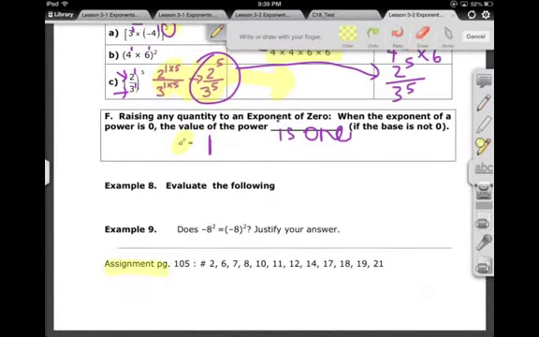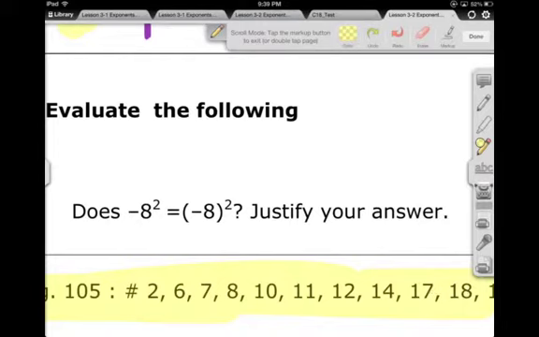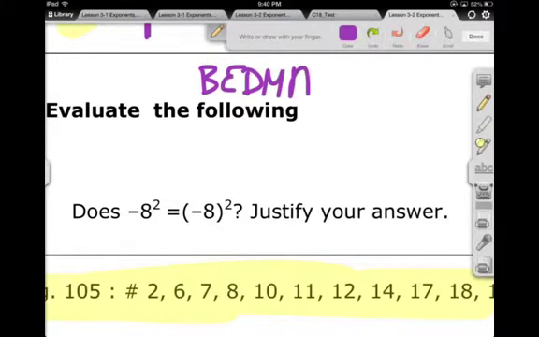Coming up on the assignment down here, one last thing I need you to do. Is negative 8 squared the same as highlighted negative 8 squared? This goes back to our example from our previous lesson. And I'm going to write BEDMAS here to clue you in. Because exponents are more important, higher priority, than multiplication.